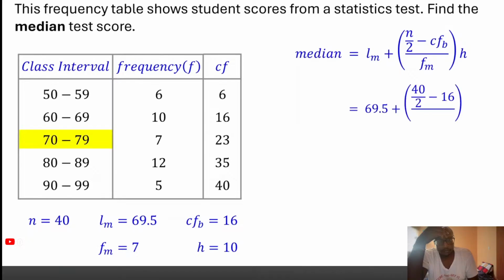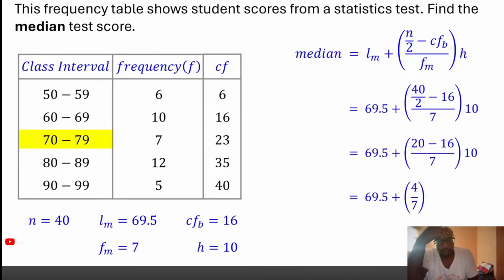Now substitute the values you obtained into the formula. Then simplify. Go ahead and use a calculator if you would like. After simplifying, we get a median test score of 75.21. Notice that this makes sense. It is between 70 and 79, right inside the median class, just like we expected.